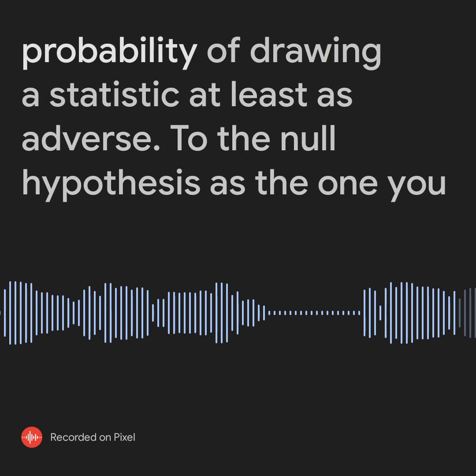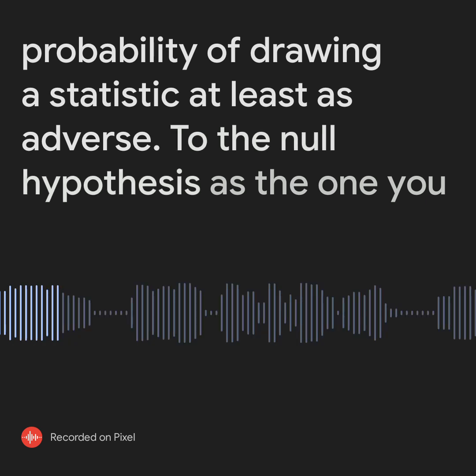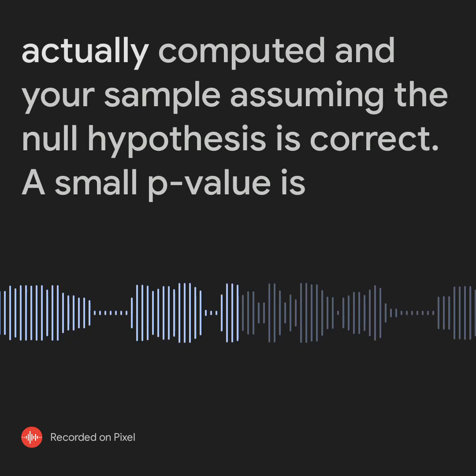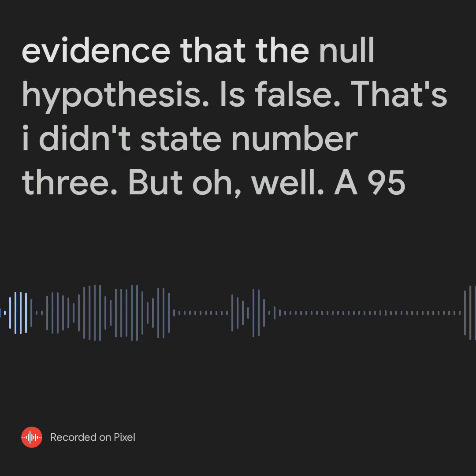The p-value is the probability of drawing a statistic at least as adverse to the null hypothesis as the one you actually computed in your sample, assuming the null hypothesis is correct. A small p-value is evidence that the null hypothesis is false.